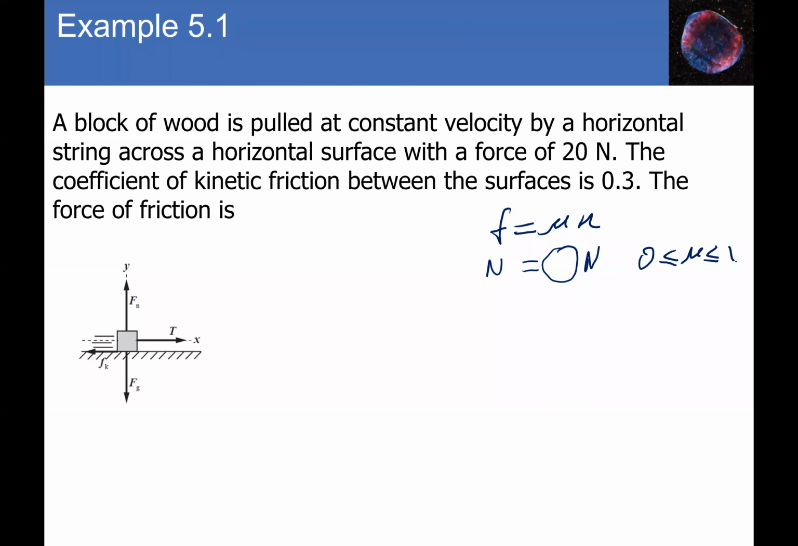Right. So here's the free body diagram for this problem. You have a block of wood being pulled by a tension force of 20 newtons, and we are given a coefficient of kinetic friction. That means we have to assume there is a kinetic friction, and obviously there is a normal force, which we can also put like F_n, and gravitational force.